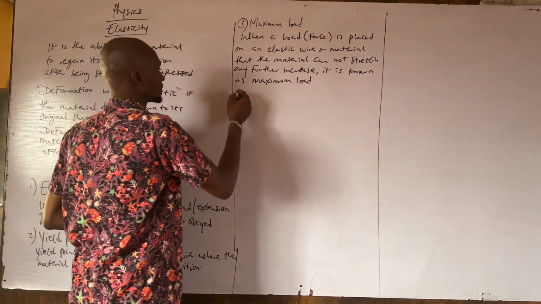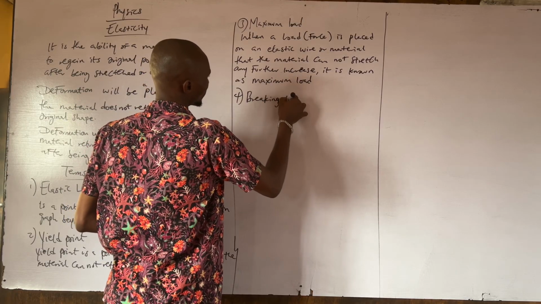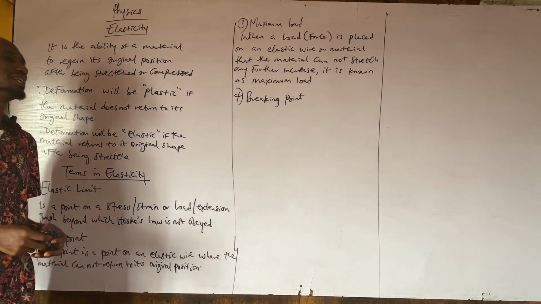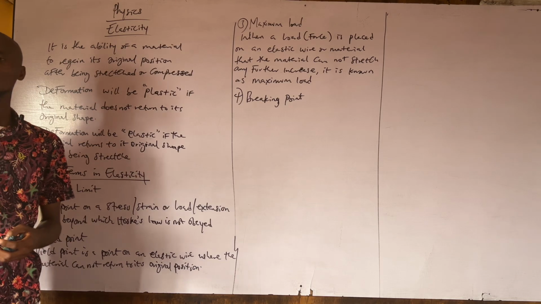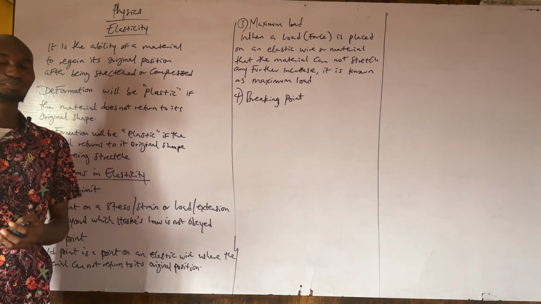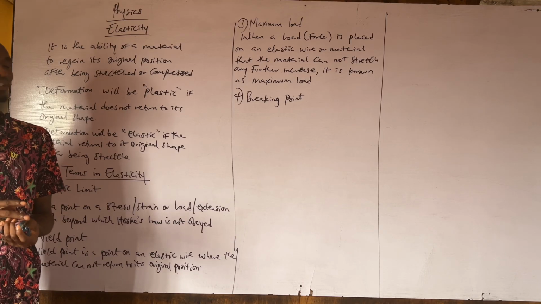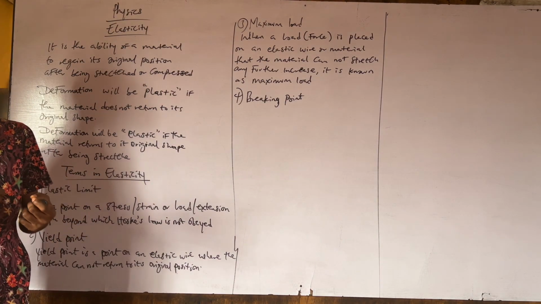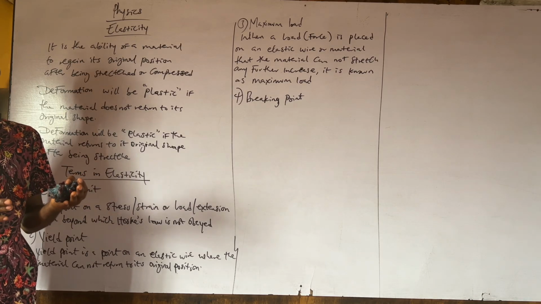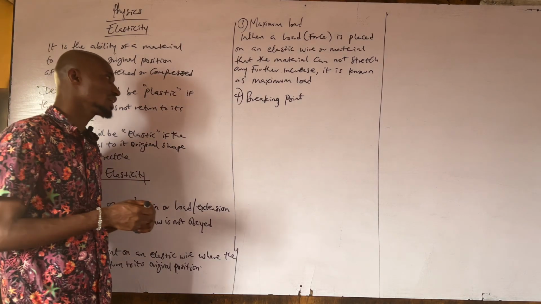Number 4, we have breaking point. This is a point whereby a material has reached its maximum limit. It has gone beyond yield point. It is a point whereby the material has reached yield point beyond which it cannot do what? Breaking point.